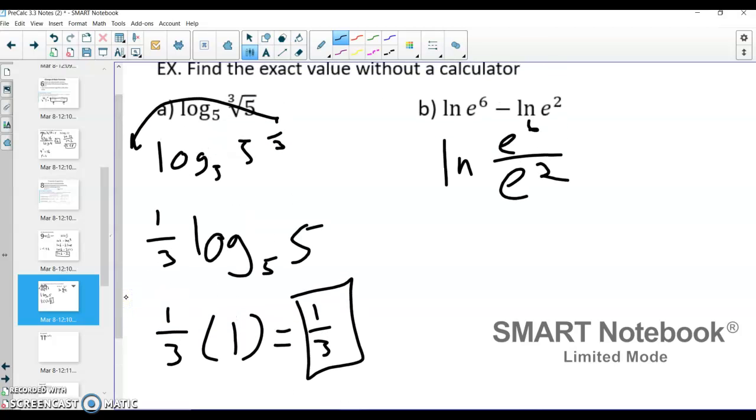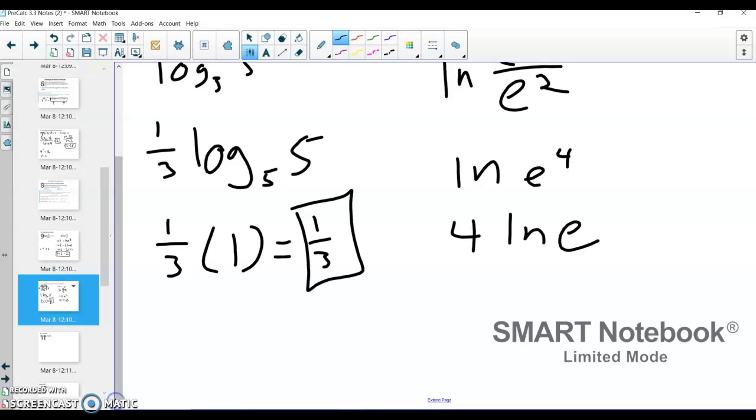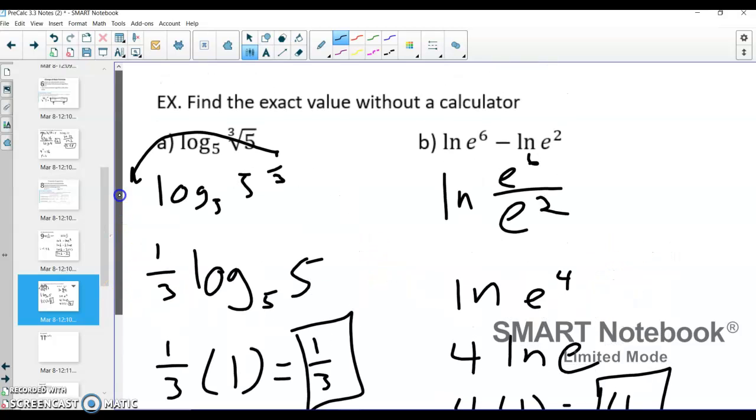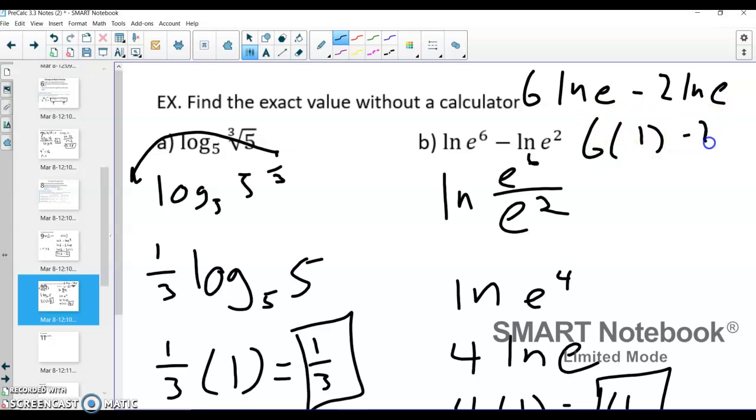When you have division with exponents, it's like subtraction. So this becomes the ln of e to the 4th, because 6 minus 2 is 4. The power rule tells me this is 4 times the ln of e. The ln of e equals 1, so this is 4 times 1, which equals 4, and that is my answer. Another way you could have done this is you could have seen this as 6 ln of e minus 2 ln of e, and then 6 times 1 minus 2 times 1, and you would have got 6 minus 2, which equaled 4 as well. Either way would have worked.